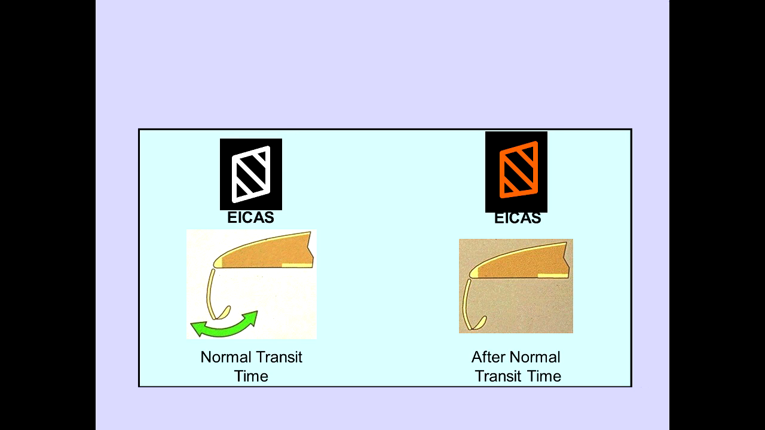A box with diagonal lines indicates a leading edge flap group in transit. The box end lines are white during the normal transit time. The box end lines are amber if the flap group is still in an in-transit position after the normal transit time.